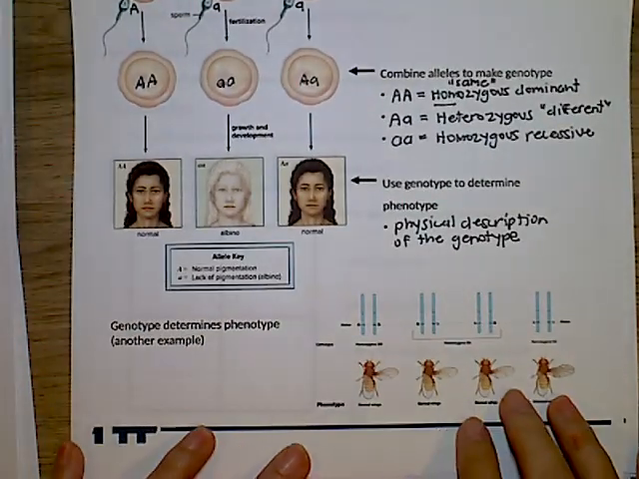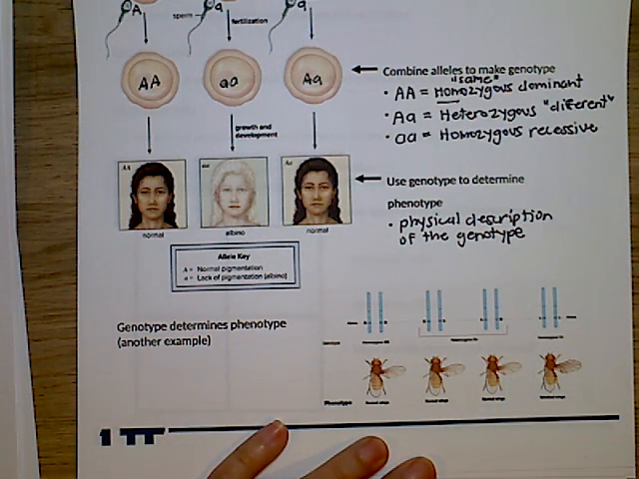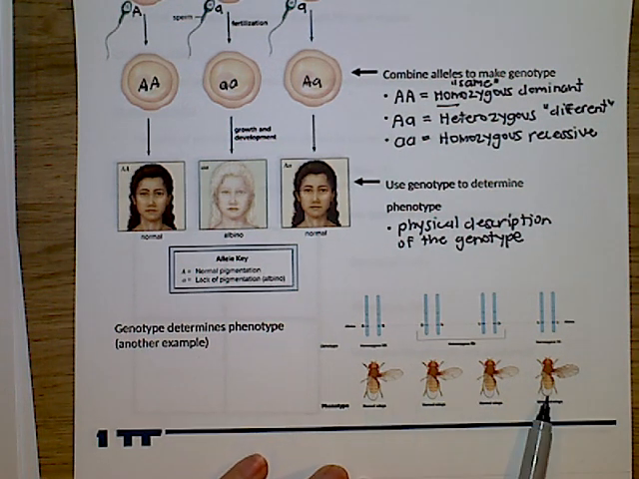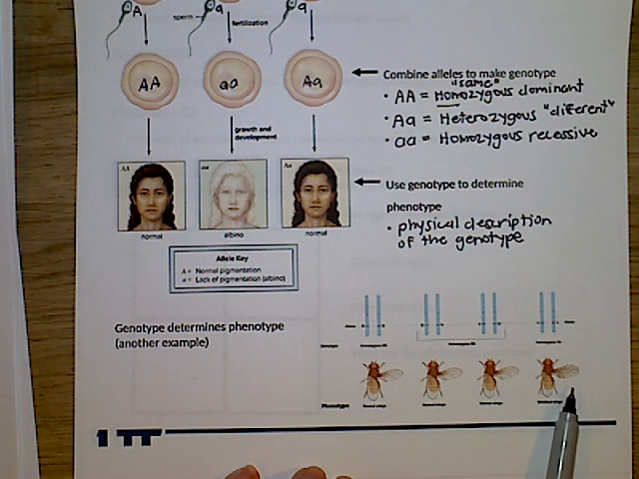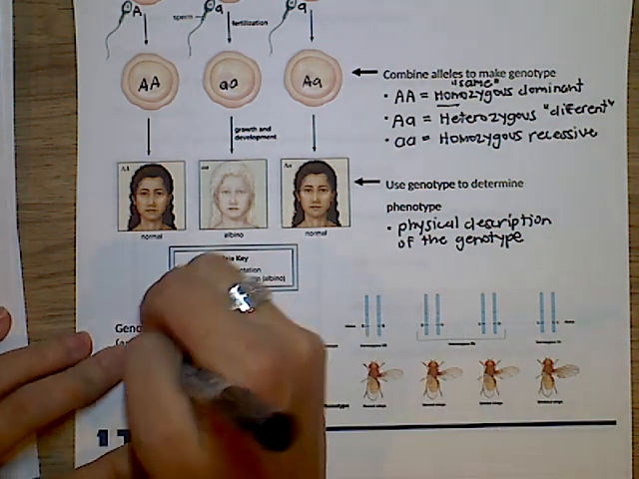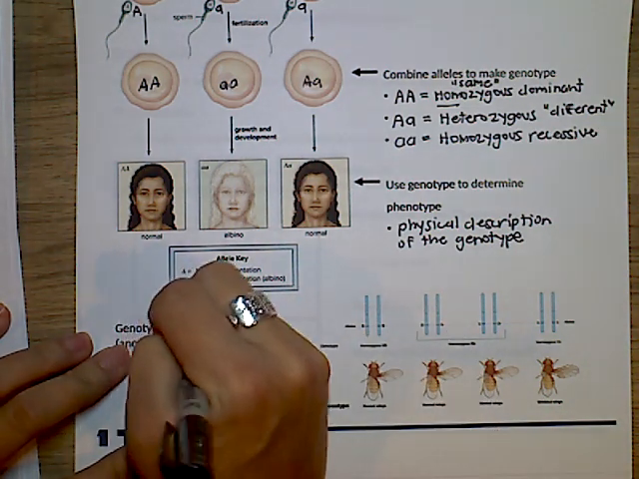So here's another example of genotype determining phenotype, and this doesn't say, but fruit flies are commonly used as examples in genetics. So we can see here there are two different possible phenotypes. There are normal wings, or this one over here is wrinkled. So it looks like having wrinkled wings is recessive.